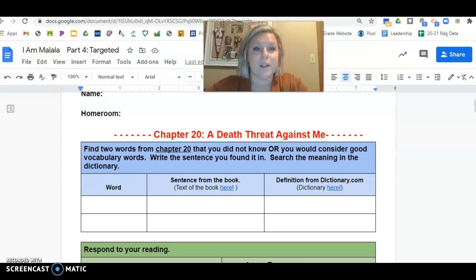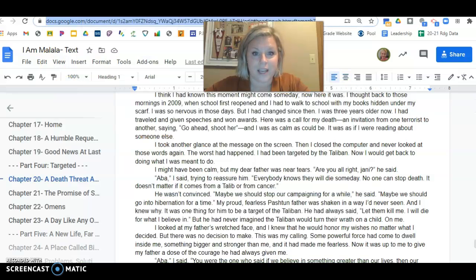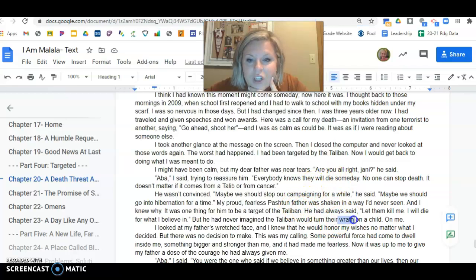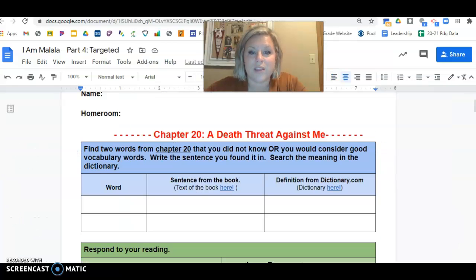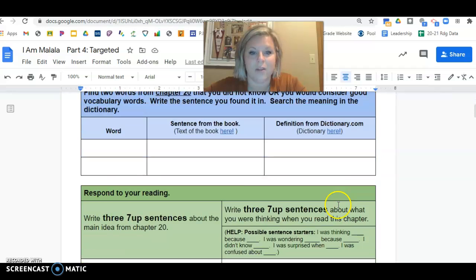So for example, I would go to the Malala text, and one thing I was noticing was the word wrath. Now, of course, I can't find it. Oh, right here. Turn their wrath on a child. So that's what I would put. I'd put the word wrath. But he never imagined the Taliban would turn their wrath on a child. So I would write that here, wrath. I'd put that sentence and I'd look up the word wrath.